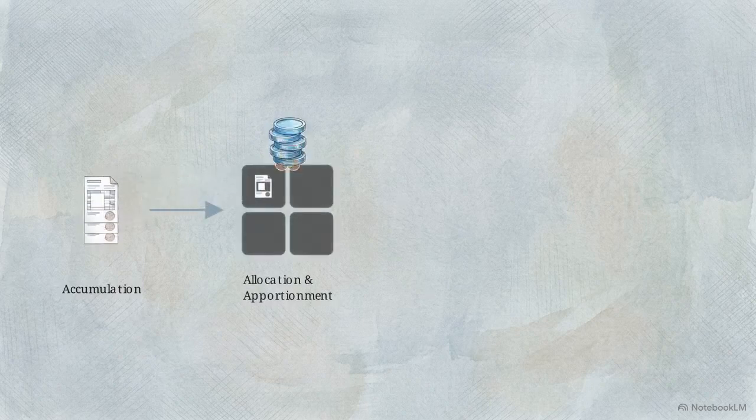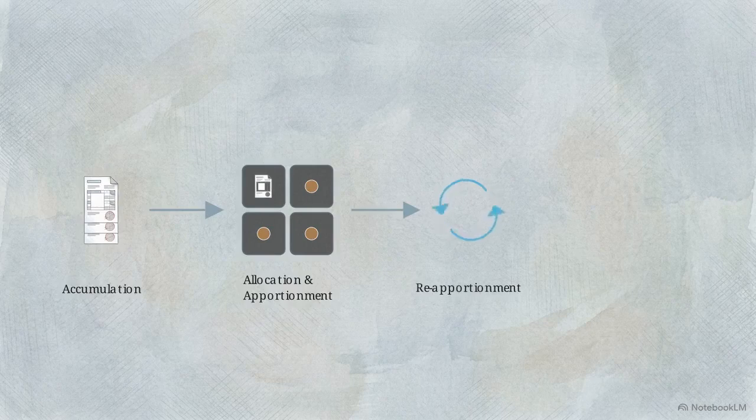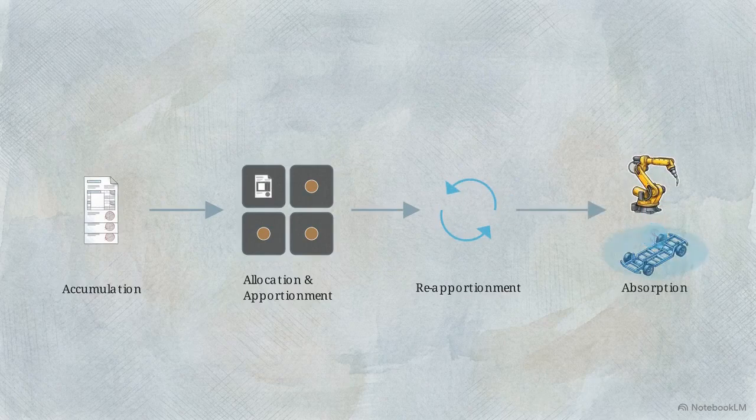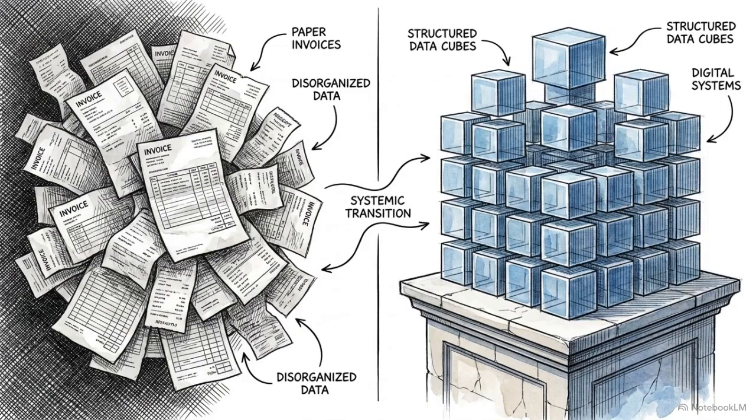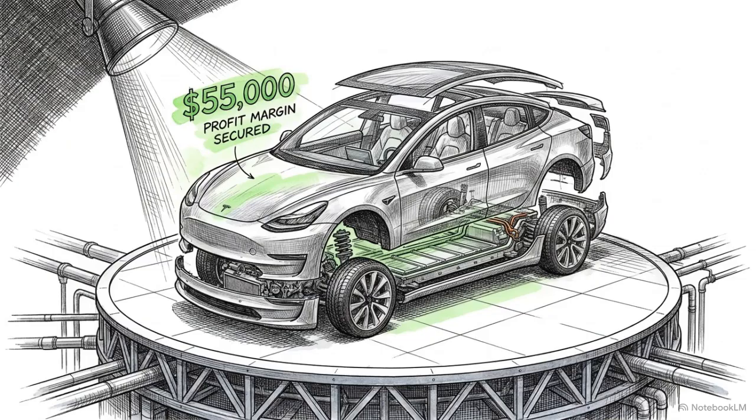Let's review the pipeline. We accumulate the raw invoices, we use allocation and apportionment to sort them, we perform reapportionment to break the service loops and push costs to production. Finally, we use an accurate rate for absorption. Executing this step-by-step flow transforms chaotic, invisible facility expenses into a controlled, precise metric. It ensures that when you set a final price for your product, you guarantee profitability on the factory floor.